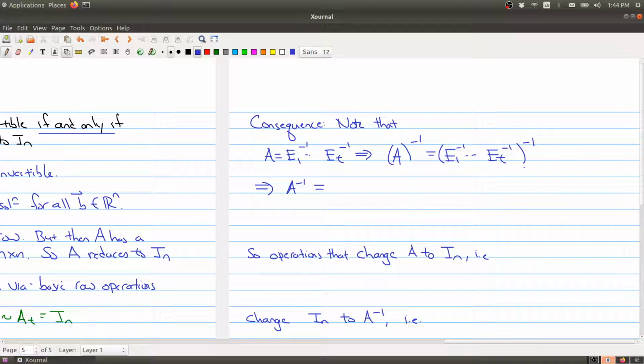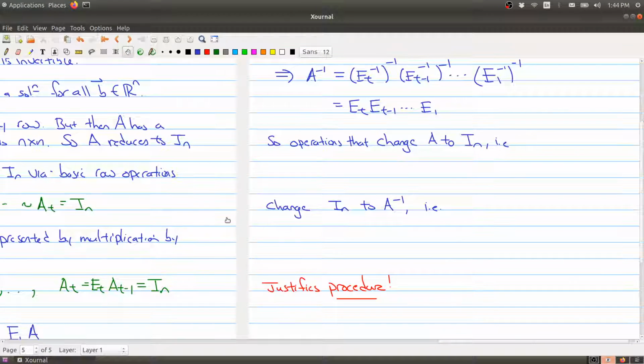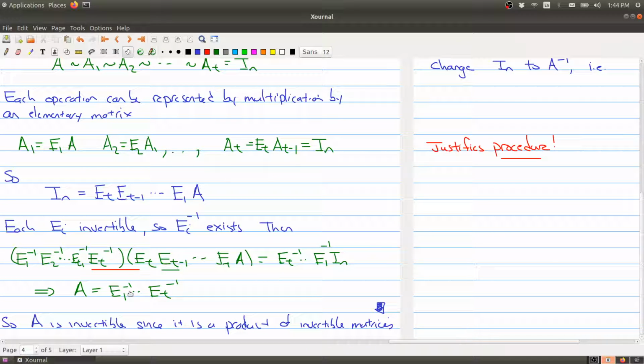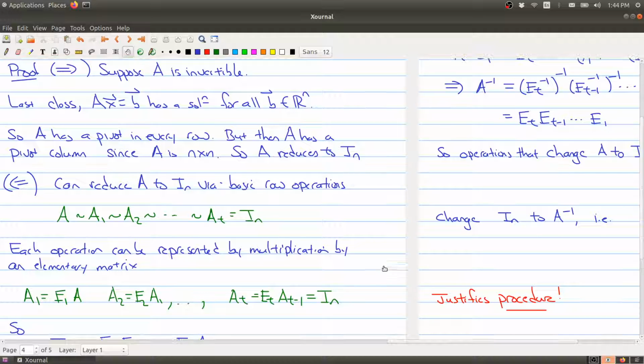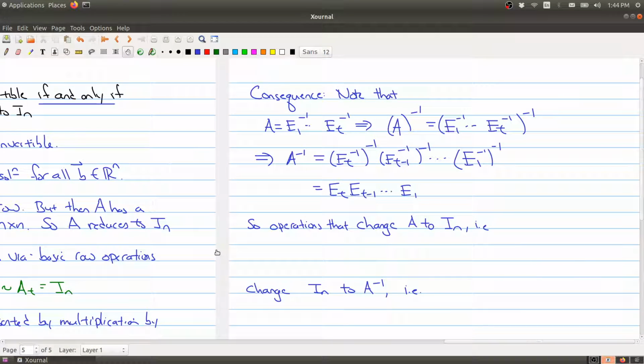This right-hand side, remember what I called the socks and shoes property, reverses the order of the multiplication. So it goes the inverse of the inverse of E_T, and then the inverse of the inverse of E_(T-1), all the way up to the inverse of the inverse of E1. But all of these inverses cancel themselves. So we get E_(T-1), all the way up to E1. So what we should be seeing here, and I'll summarize in a sec, is that the matrices that are changing A to the identity are going to be changing the identity to the inverse. Okay, so I'll write that out for you.